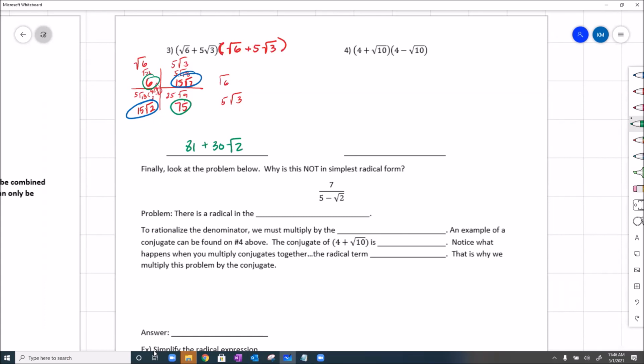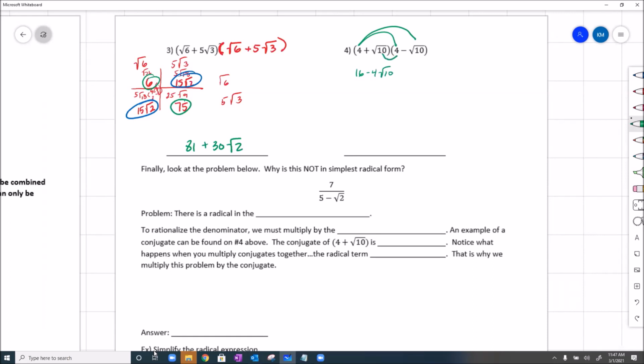Okay. Then number 4, we have 4 plus radical 10 times 4 minus radical 10. You might be like, wait a second, this kind of rings bells. Hopefully it does. Let's look at it. Firsts, 4 times 4, 16. Outsides, 4 times negative radical 10, negative 4 radical 10. There we go.